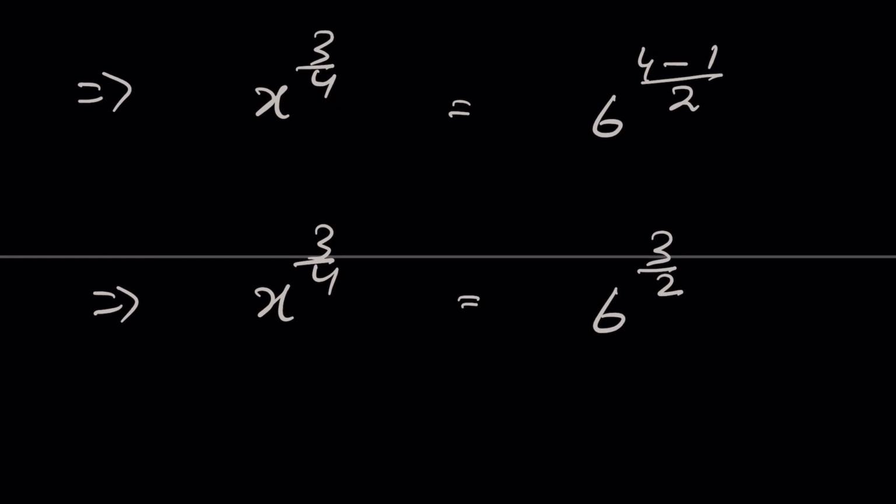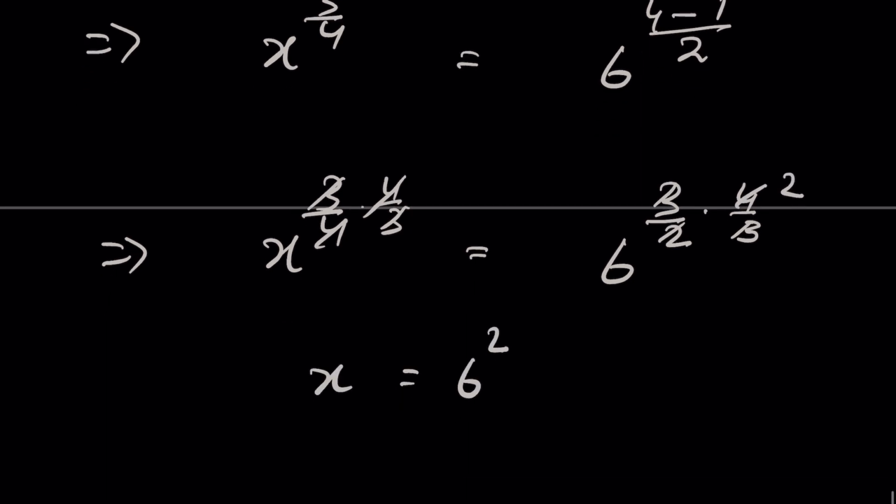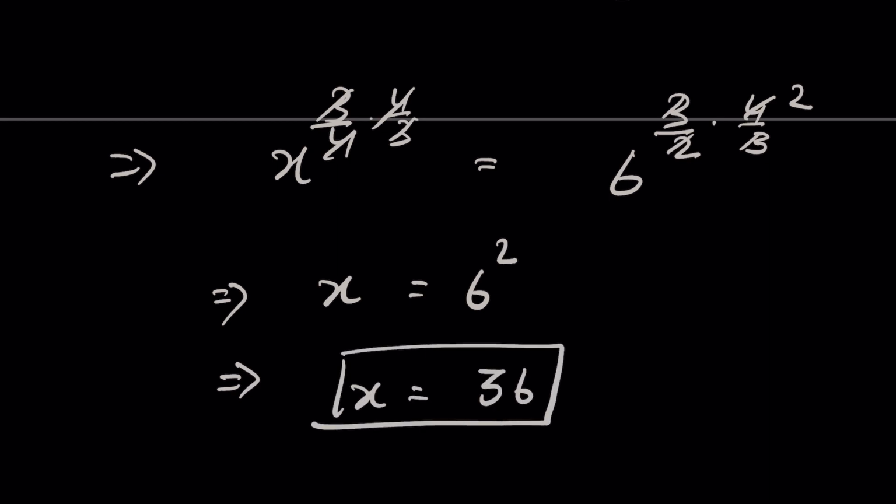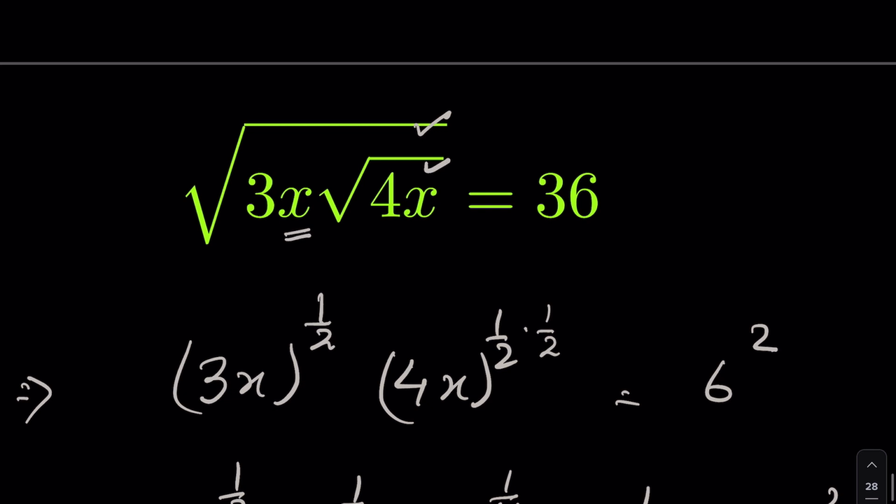Now raise both the sides to the power of 4/3, it gets cancelled. 2 times 2 is 4, so x is equal to 6 squared, or x is equal to 36. So in this way also you can find the value of x. Now you can verify this answer by putting the value of x here and check whether it is equal to 36.